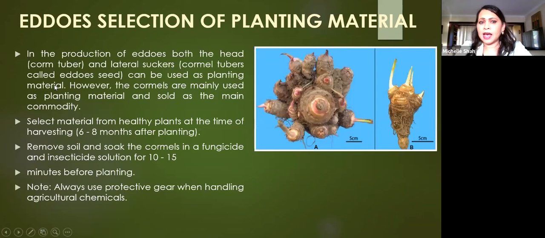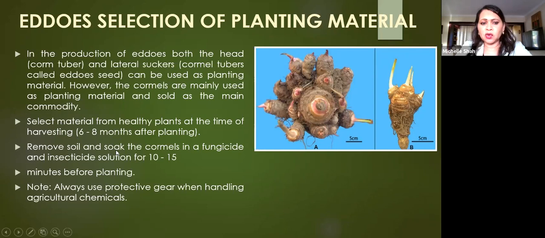Selection of planting material. In the production of eddoes, both the head, which is the corm tuber, and the lateral suckers, which are the cormels called eddoe seed, can be used as planting material. However, the cormels are mainly used as planting material and sold as the main commodity. Select material from healthy plants at the time of harvesting, which is 6 to 8 months after planting.